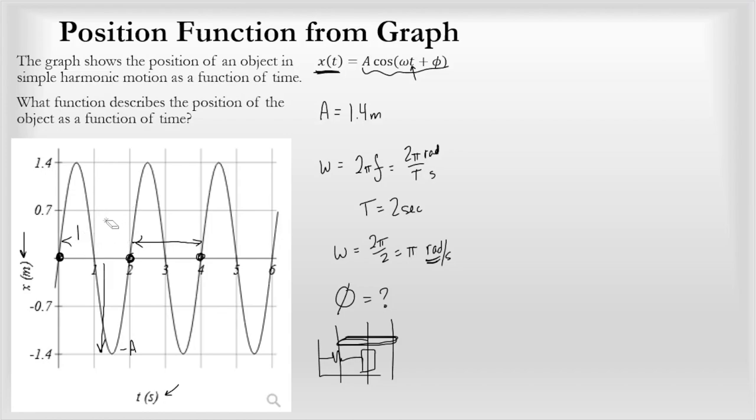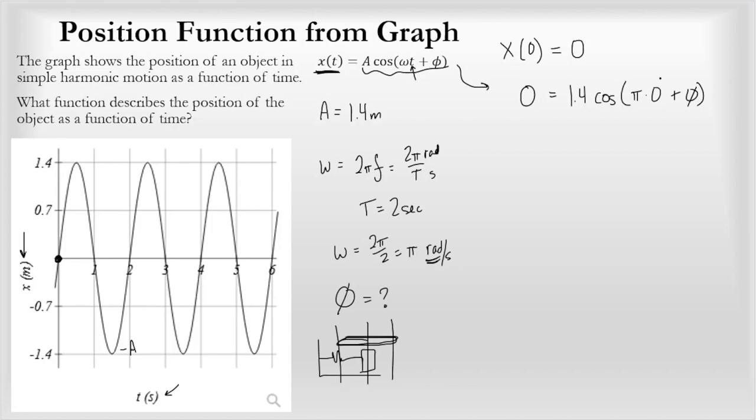I'm going to get rid of some of this information on here so we can see the graph better. So there's our graph again. In our initial position, if I say x of 0, where is it initially? Well, I look at this graph and I can see that the initial position is 0. So I'm going to plug that information into my equation. x of 0 is 0, and that equals 1.4 cosine of pi times 0 plus phi.